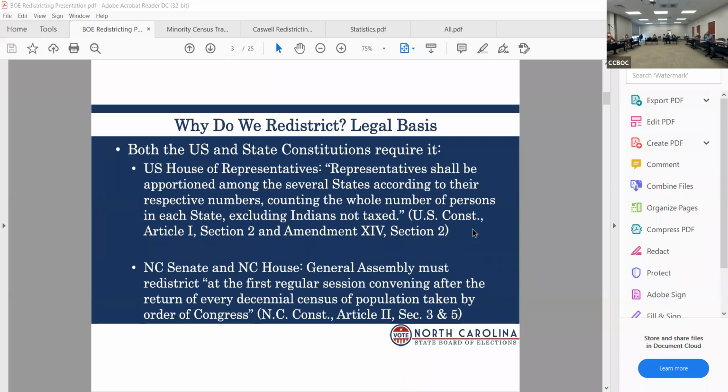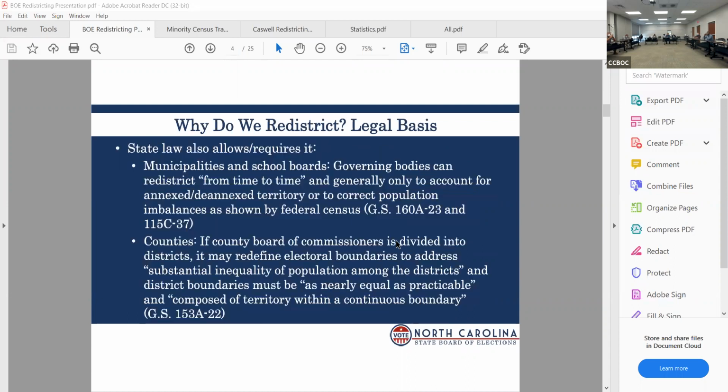The North Carolina Senate and North Carolina House, the General Assembly must redistrict at a first regular session convening after the return of the decennial census of population taken by order of Congress. For municipalities and counties specifically, if a county Board of Commissioners is divided into districts, it may define electoral boundaries to address substantial inequalities of population among the districts, and district boundaries must be as nearly equal as practicable and composed of territory within a contiguous or continuous boundary.